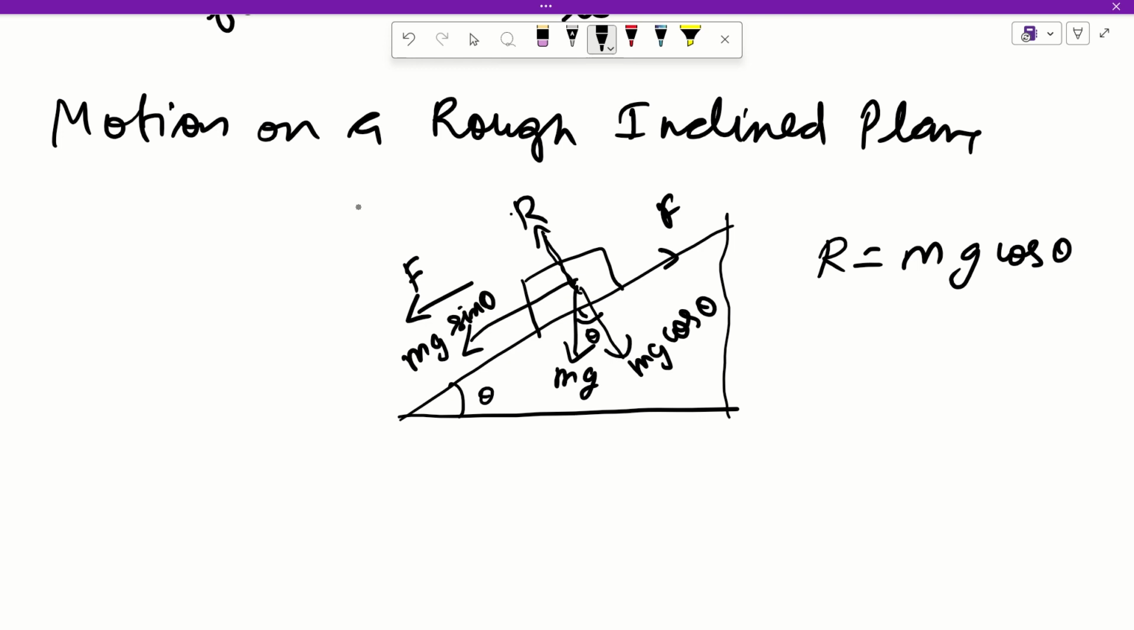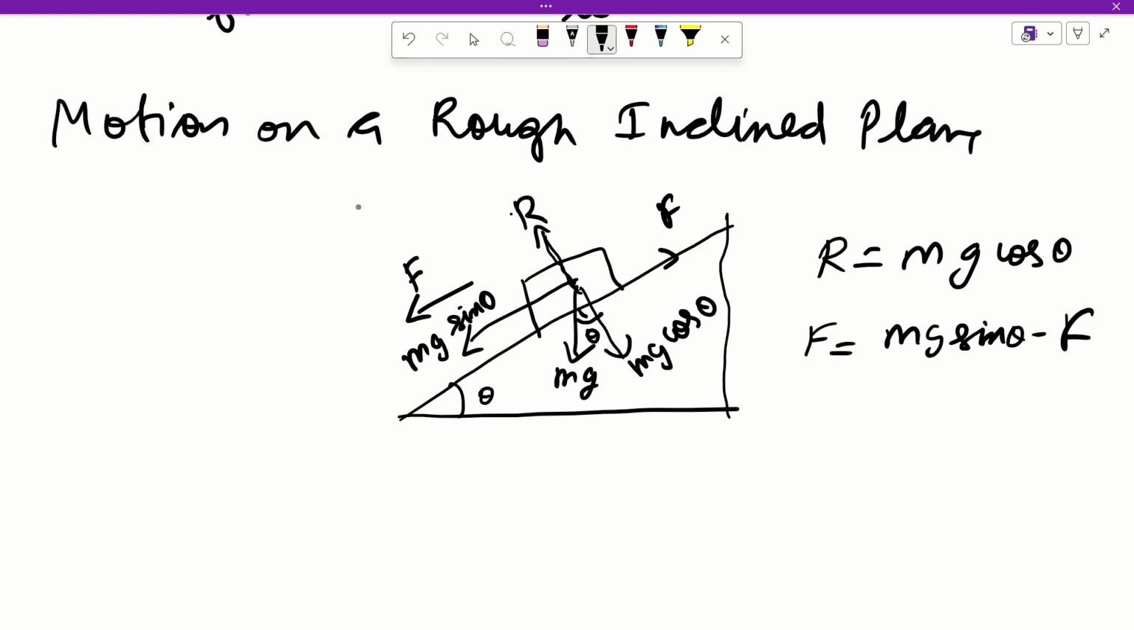The net force acting downward on the block is F equal to mg sin theta downward. There is also an opposing friction, so minus F. If the friction were along the same direction, we would give plus. Since the friction is in the opposite direction, it is minus.